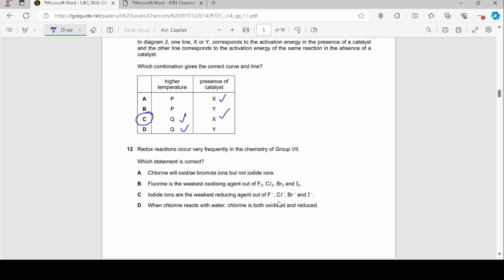Redox reactions occur very frequently in the chemistry of group 7. Which statement is correct? Chlorine will oxidize bromide ions but not iodide ions. Fluorine is the weakest oxidizing agent out of F2, Cl2, Br2 and I2. Iodide ions are the weakest reducing agent out of F minus, Cl minus, Br minus and I minus. When chlorine reacts with water, chlorine is both oxidized and reduced.